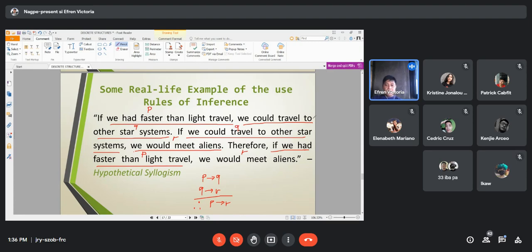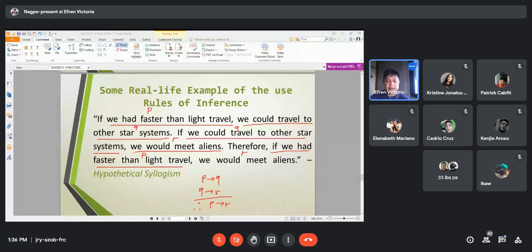But if we analyze the argument, which is true na if we had faster than light travel, we could travel to other star system. Then if we could travel to other star system, we would meet aliens. Therefore, if we had faster than light travel, we would meet aliens.